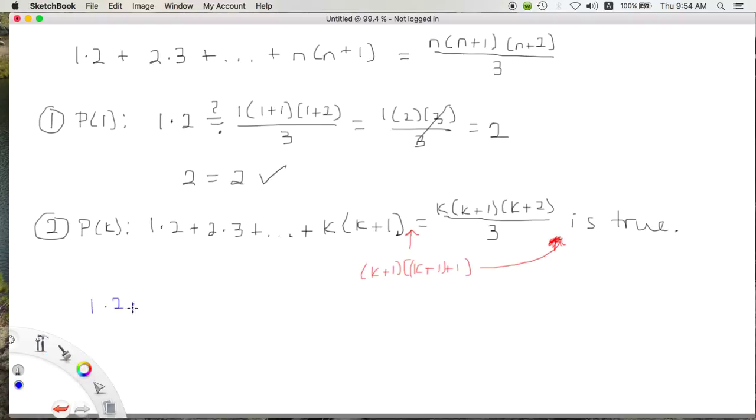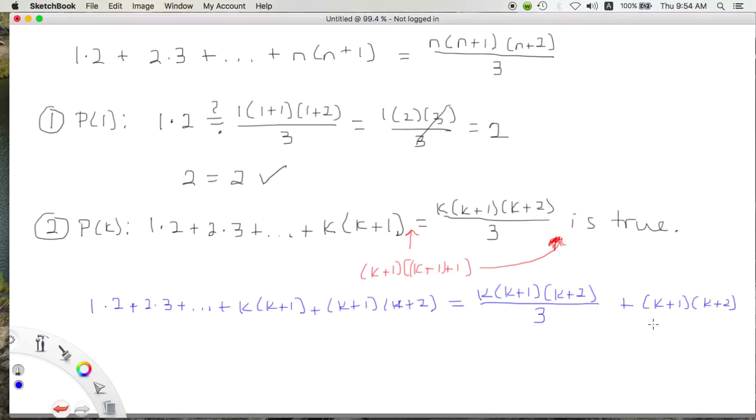So we have 1 times 2 plus 2 times 3 plus dot dot dot plus k times k plus 1, and then we add that next term, so k plus 1 times, I'm going to go ahead and simplify it, k plus 2. And we know that it is equal to this plus that k plus 1 times k plus 2 term here. All we did was add the same thing to both sides. So we know that's true.